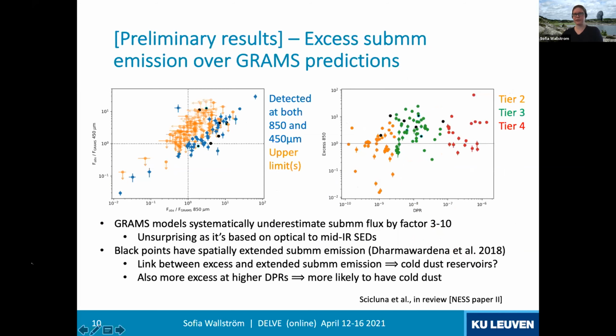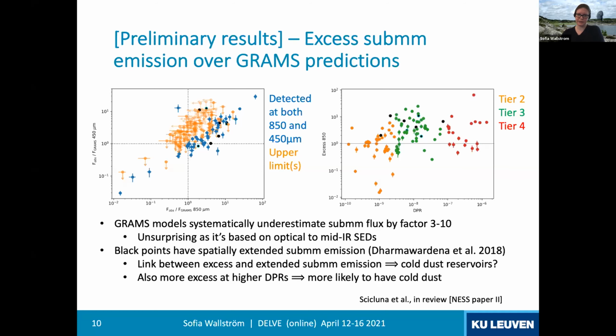Moving on to our preliminary results for all the continuum data so far. We have a lot of sources where we only have upper limits, generally at 450 micron, because it tends to be harder to get the necessary depth and sensitivity there. But we have a fair number of sources detected at both wavelengths as well.